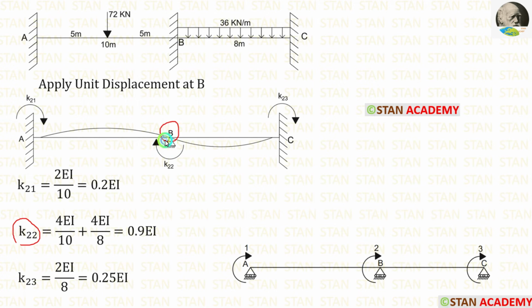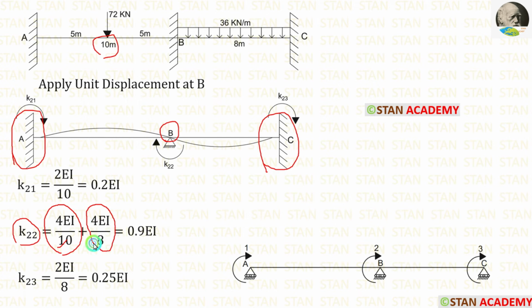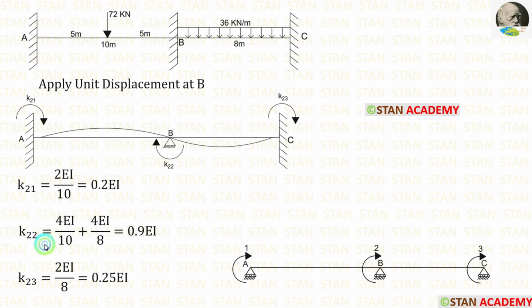For that, from the point B, we have to look on both the sides. On the left side, we are having a fixed support. If the far end is fixed, the formula is 4EI upon L. The length of AB is 10 meter, we can apply. On the right side also, we are having a fixed support. So, we have to apply the same formula, 4EI upon L. The length of BC is equal to 8 meter, we can apply. After adding these two values, we are getting 0.9 EI.